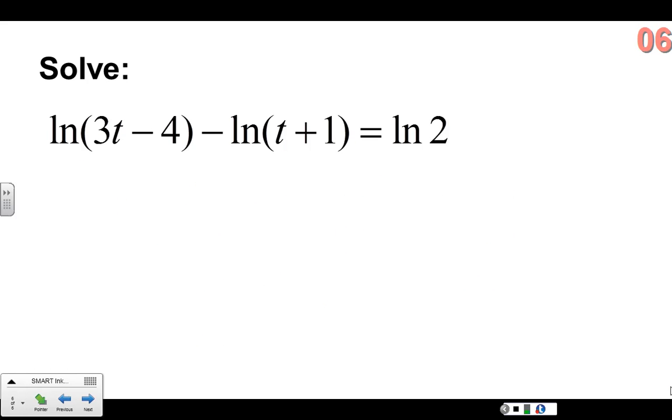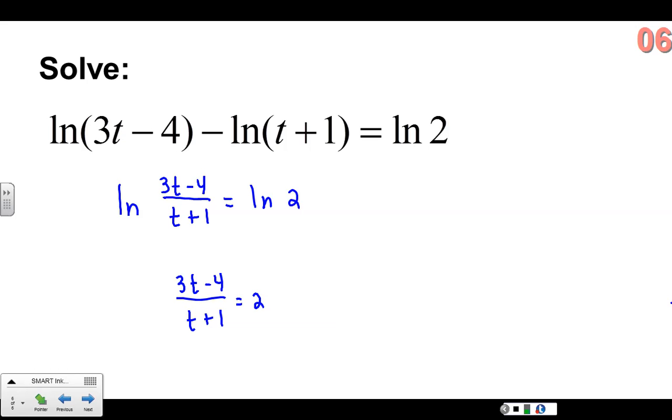All right, and in this problem, the natural log of 3t minus 4 minus natural log of t plus 1 equals natural log of 2. We know on the left side we can write that as one logarithm, natural log of 3t minus 4 over t plus 1 equal to the natural log of 2. Now, since we have natural log also on both sides of the equation, if this is true, then this argument must equal this argument. So my actual equation is 3t minus 4 over t plus 1 equals 2.